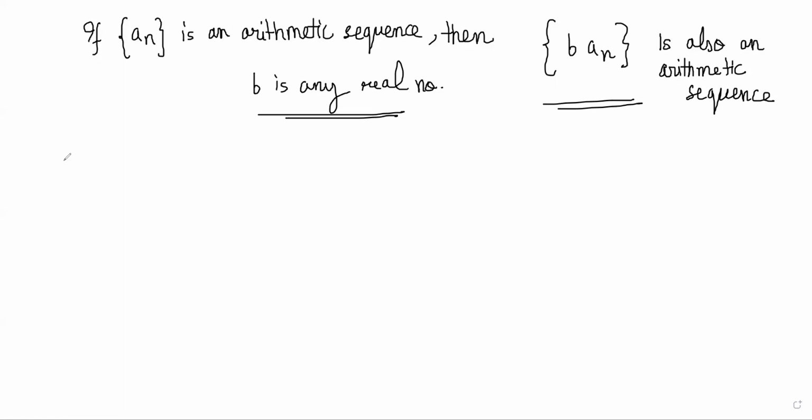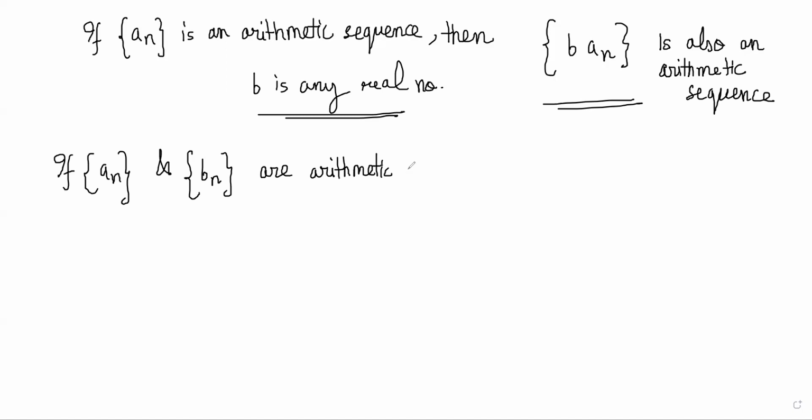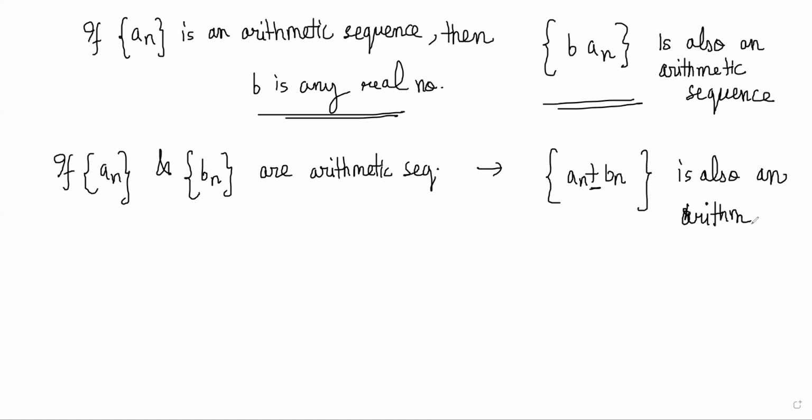Another similar property is if AN and BN are arithmetic sequences, then the sequence AN plus or minus BN is also an arithmetic sequence. So if you have two different sequences, if you add and subtract the corresponding terms of those sequences, then you have a resulting sequence which is also an arithmetic sequence, right?